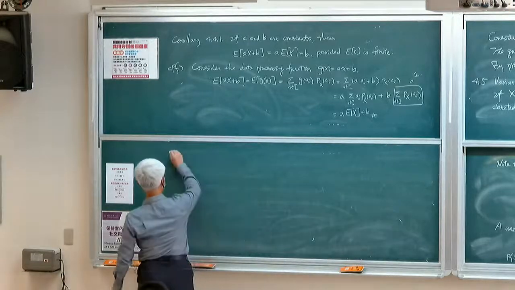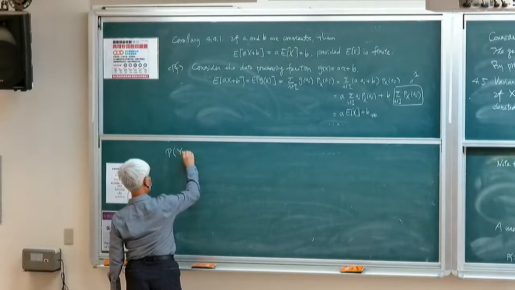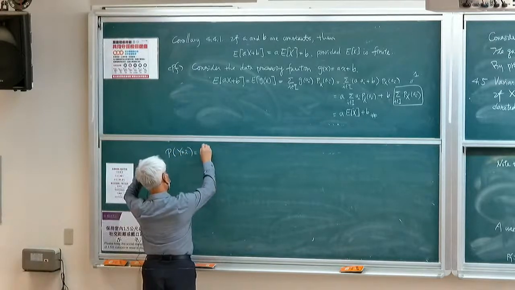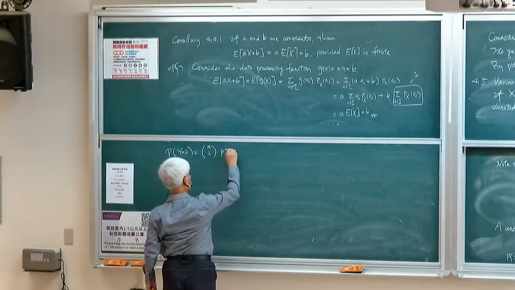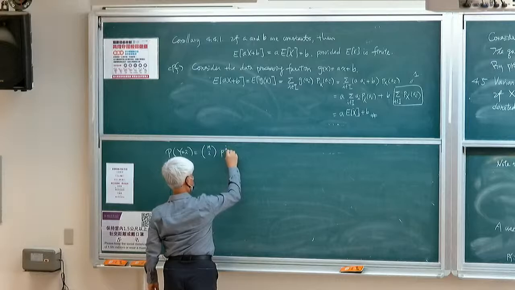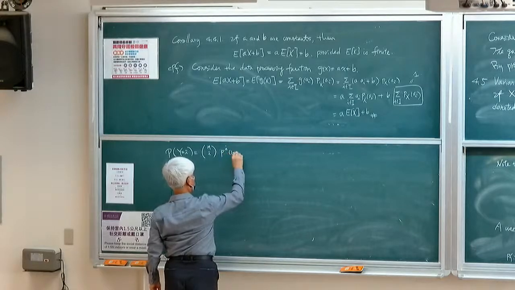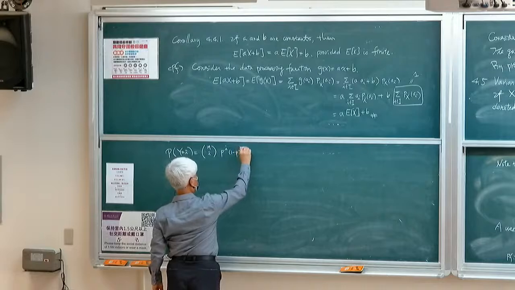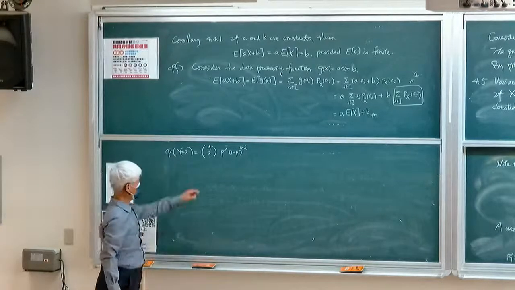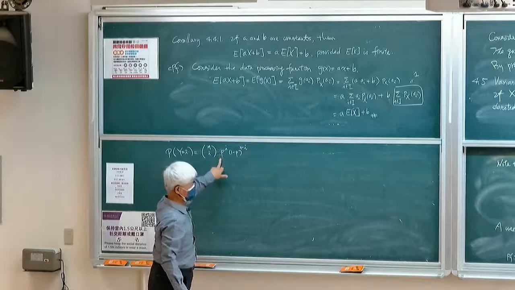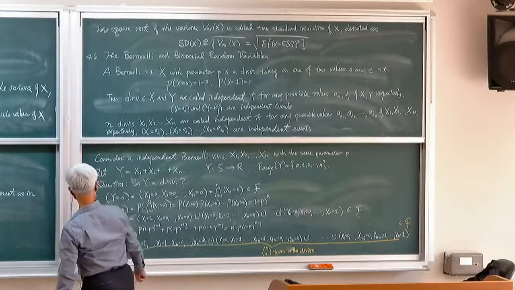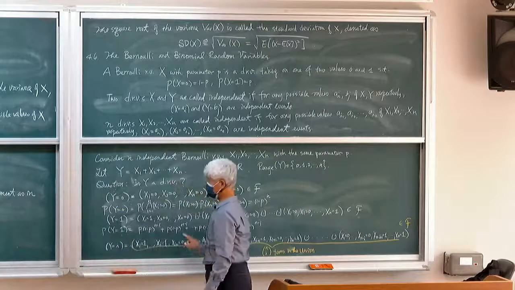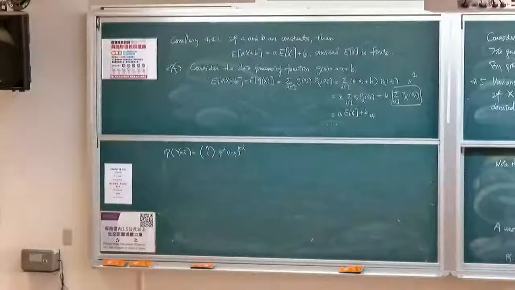And so the probability of Y equals i becomes n select i, p to the i-th power and 1 minus p to the n minus i-th power. Because p corresponds to some xi equal to 1, and 1 minus p corresponds to some xi equal to 0. So you will have that.